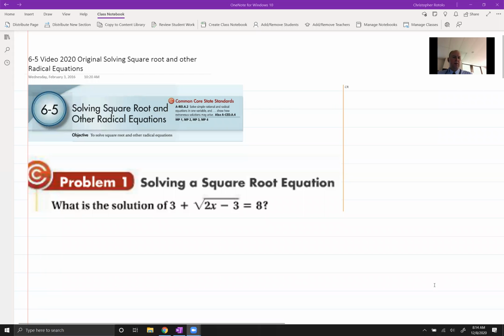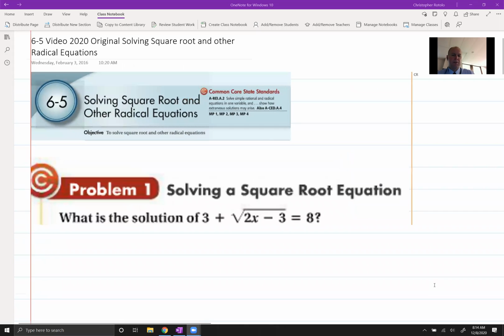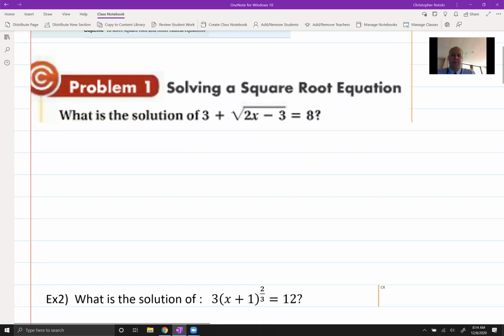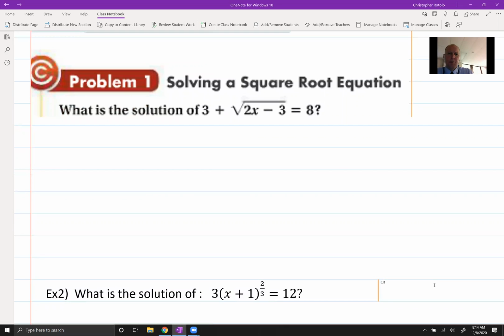Hey there, Algebra 2. We are going to wrap up chapter 6 here. We're going to leave a couple things for later, and that'll make sense as we move through the year. But we're going to solve with these square roots and any other radicals that we have. So we'll see what happens here.